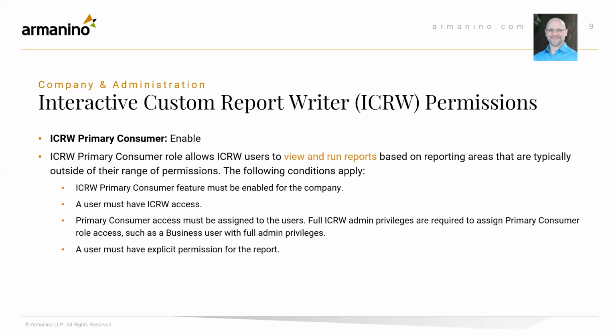Next up is the ICRW, or Interactive Custom Report Writer permissions. They have a new permission called ICRW Primary Consumer. And basically what that role allows a user to do is view and run reports based on reporting areas that are typically outside of their range of permissions, which is actually pretty cool and very convenient. A couple of limitations there. The primary consumer feature must be enabled in the company, of course. The user must have access to ICRW, and has to be a business user with full admin permissions and explicit permission for that particular report.